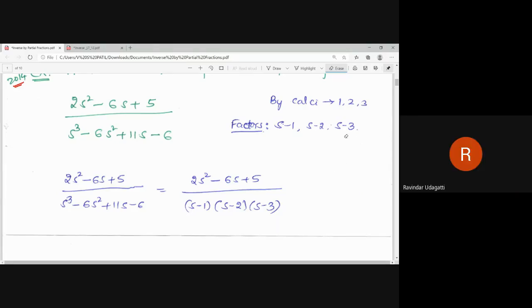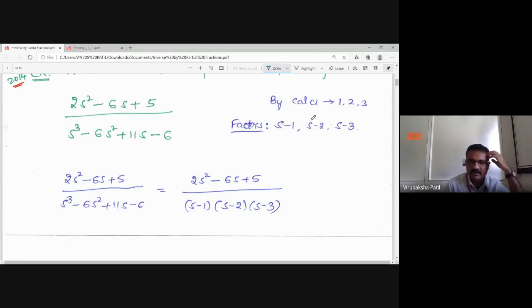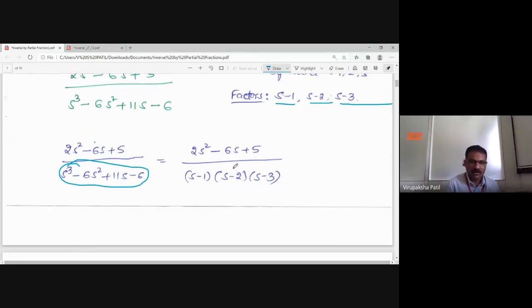Yes, sir. So once you got s minus 1, s minus 2, s minus 3 as the factors, afterwards you'll consider the inverse. So numerator you keep as it is. This denominator term can be written as s minus 1 into s minus 2 into s minus 3. Now, can anybody tell me, three factors are there, what kind of factors are these?